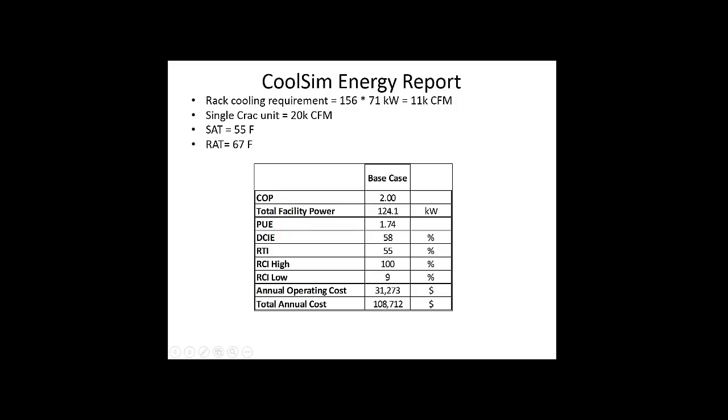RTI, 55%. There we go right there, Magnus. A little bit too much airflow, I'd say, right? Mm-hmm. RCI high is 100. We don't have any hot spots. RCI low 9. We're too cold. So that's the point here, Paul, that if you look at this RTI, RCI high and RCI low, you can see now how they interplay, because RTI is very low, meaning that we have a lot of airflow coming into this data center.